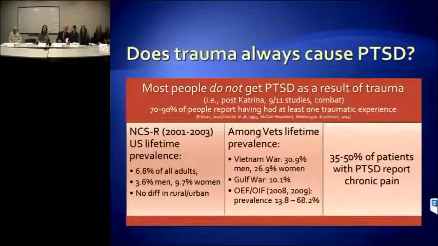So you can see, lifetime prevalence tends to be close to 7%. You see huge gender differences, so women are much higher at risk than men. And in some of the studies, they've tried to look at rural versus urban kinds of differences, and there really aren't any that we've seen so far.